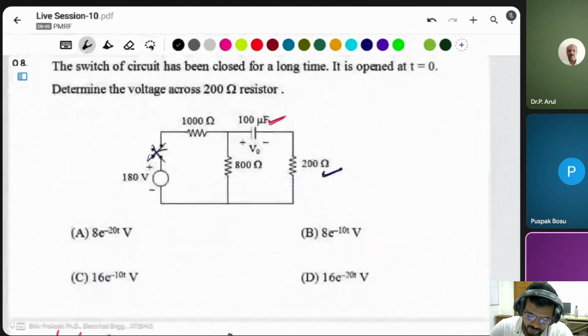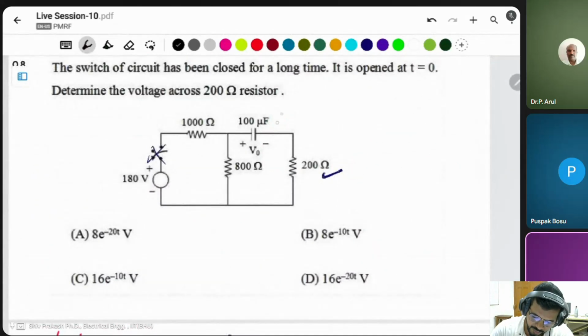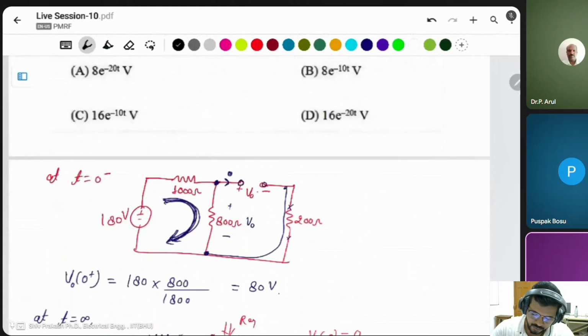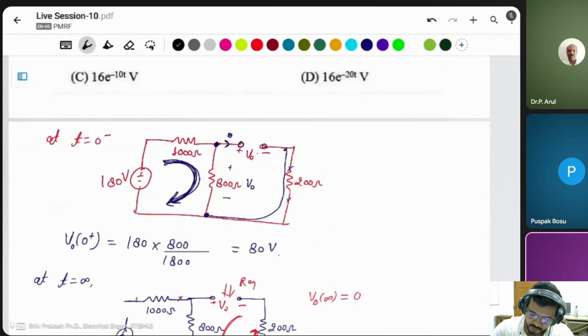Simply, first of all, we have to find the initial voltage of this capacitor. For making the circuit at t equal to 0 minus, this will be an open circuit, and the whole voltage appears on these two resistors only, which are connected in series, 1000 ohm and 800 ohm. Then across the 800 ohm the voltage is the same as the capacitor voltage, the initial voltage, and you can simply apply the voltage divider and you will get the initial voltage of the capacitor, which is 80 volt.